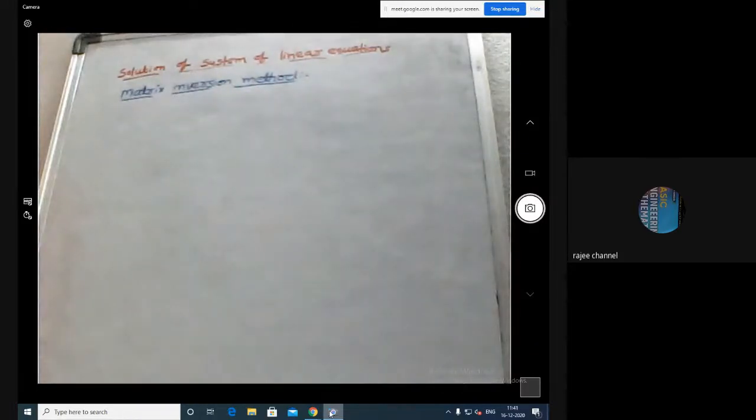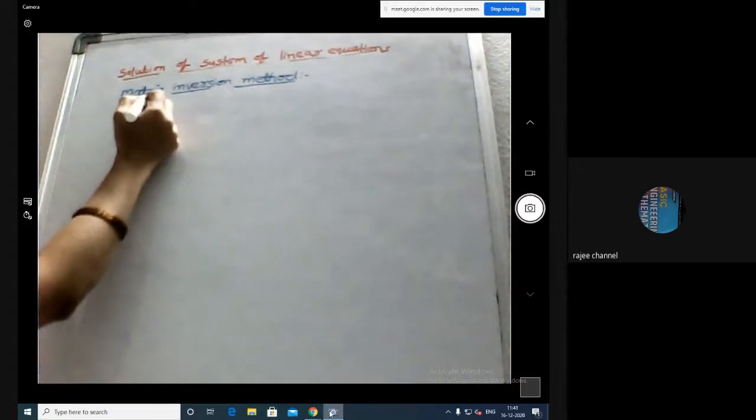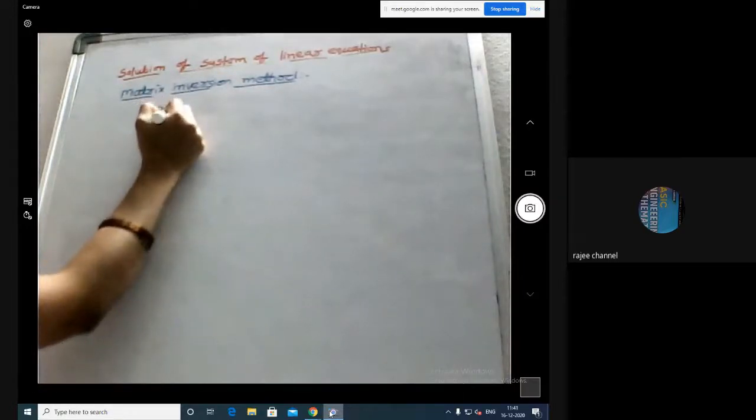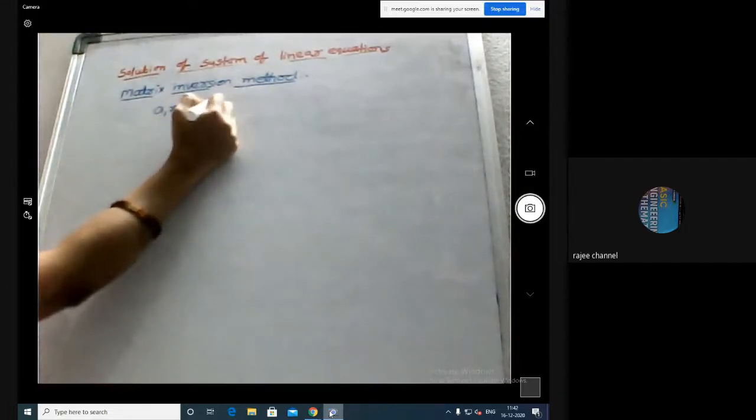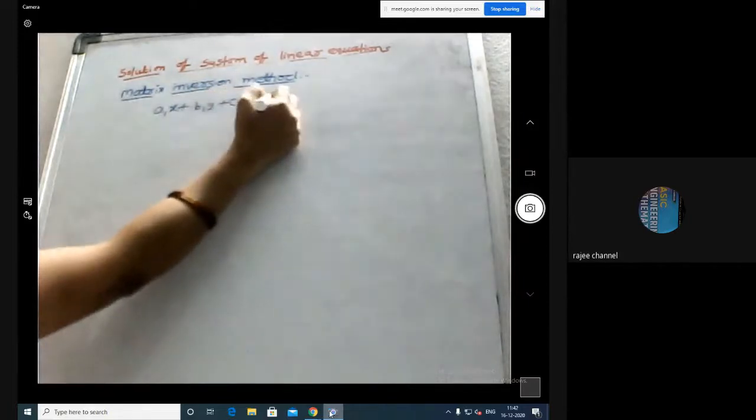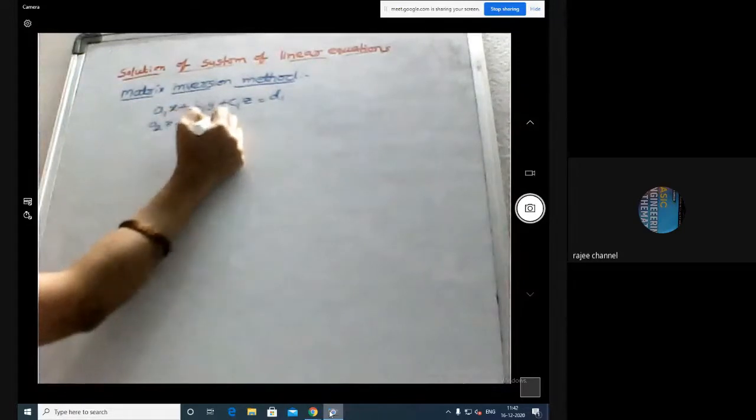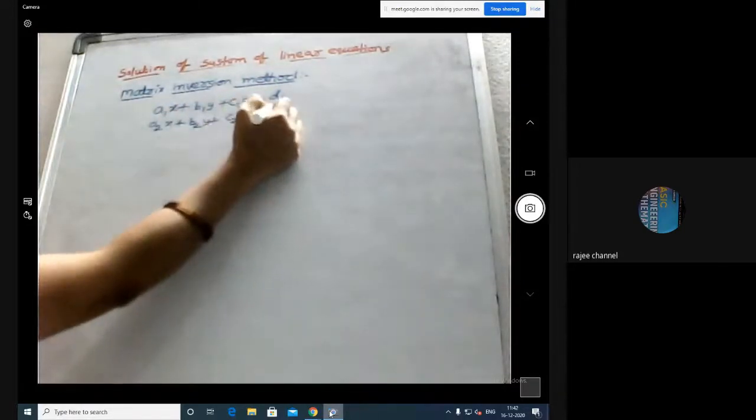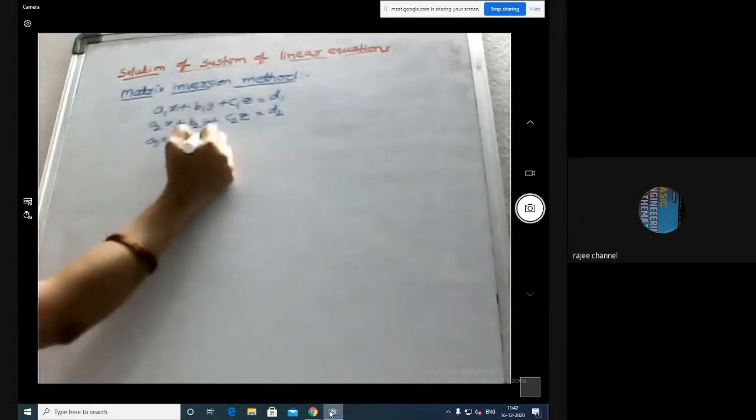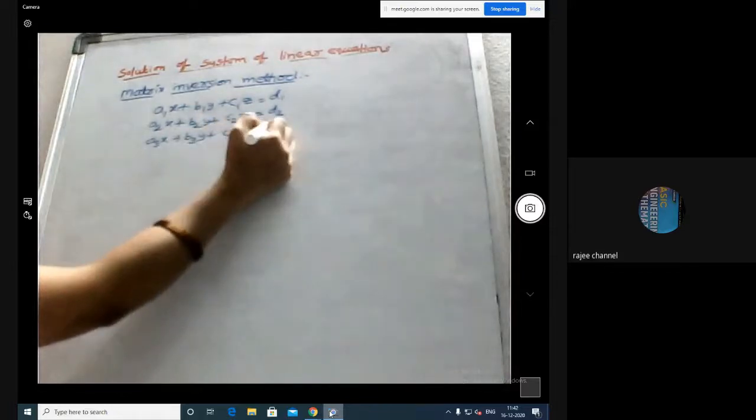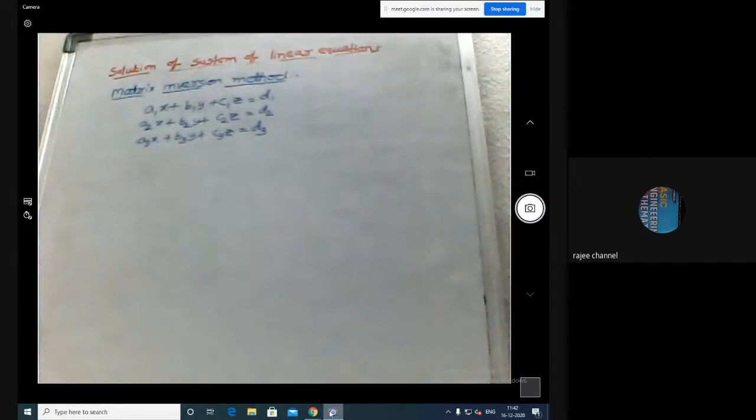We take the matrix form. So here the linear equations are in the form a1x plus b1y plus c1z equal d1, a2x plus b2y plus c2z equal d2, a3x plus b3y plus c3z equal d3. These are the linear equations.